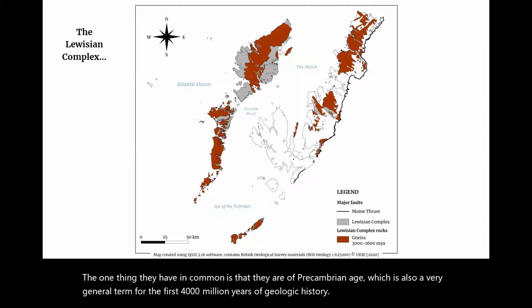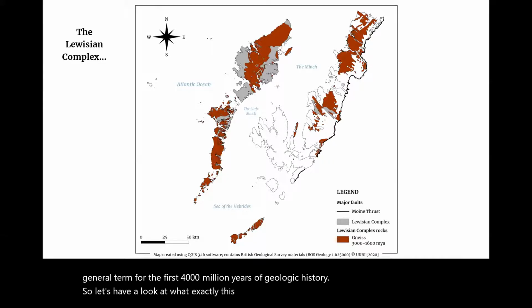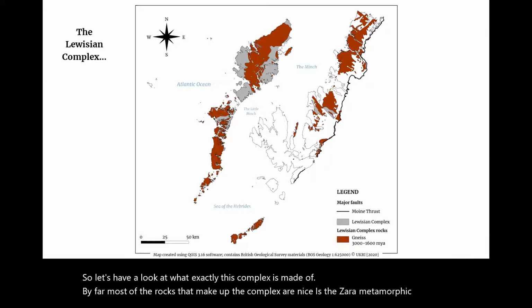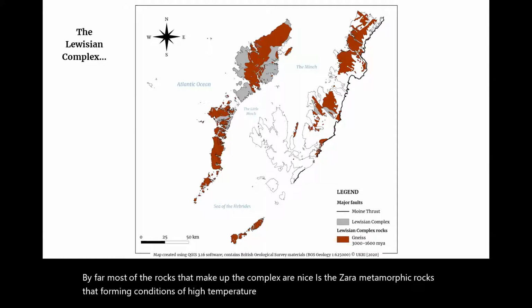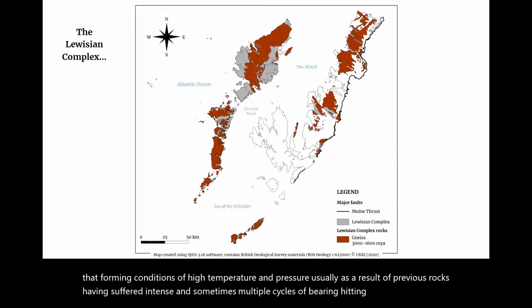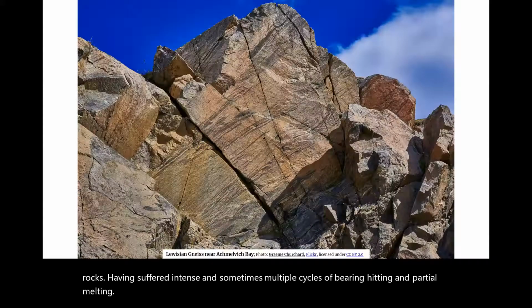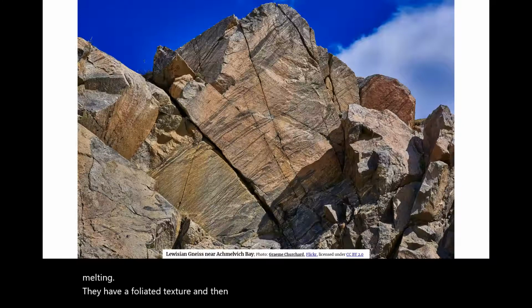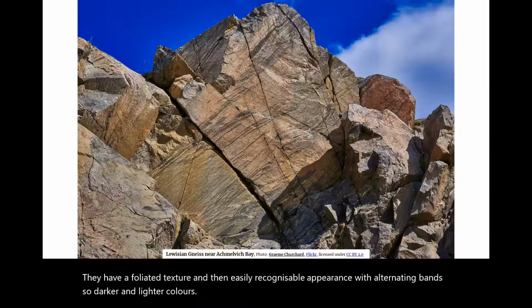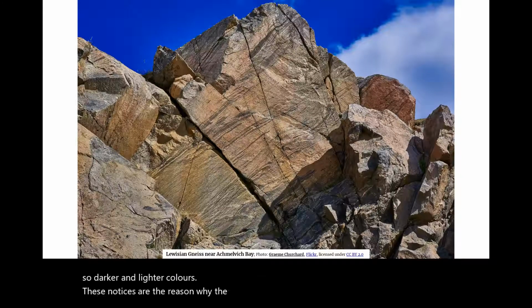So let's have a look at what exactly this complex is made of. By far, most of the rocks that make up the complex are gneisses. These are metamorphic rocks that form in conditions of high temperature and pressure, usually as a result of previous rocks having suffered intense and sometimes multiple cycles of burying, heating, and partial melting. They have a foliated texture and an easily recognizable appearance, with alternating bands of darker and lighter colors. These gneisses are the reason why the Lewisian Complex is also often referred to as the Lewisian Gneiss Complex.